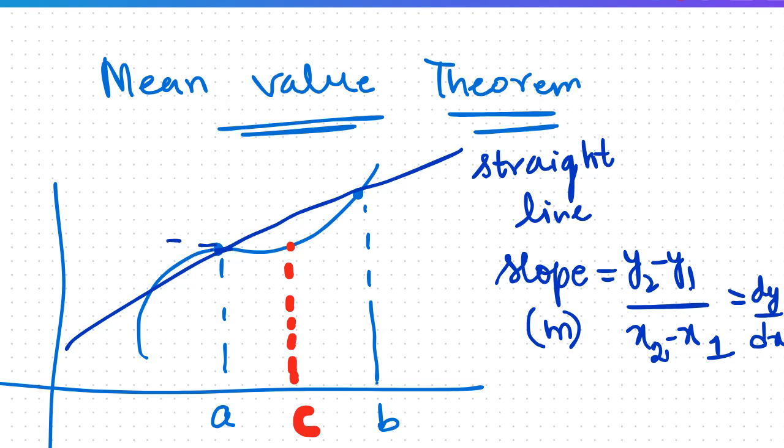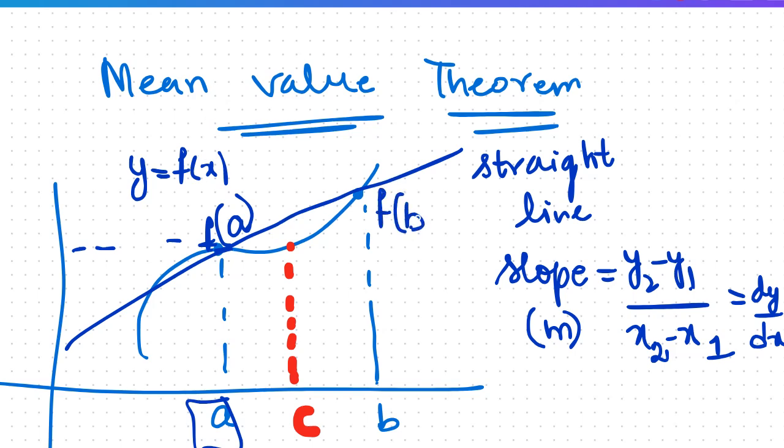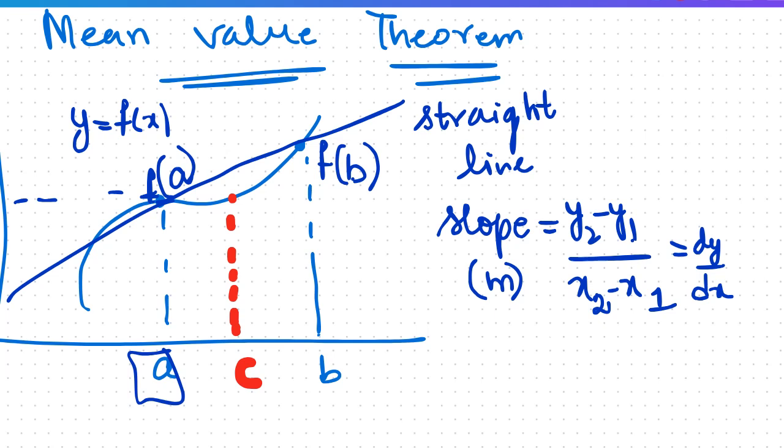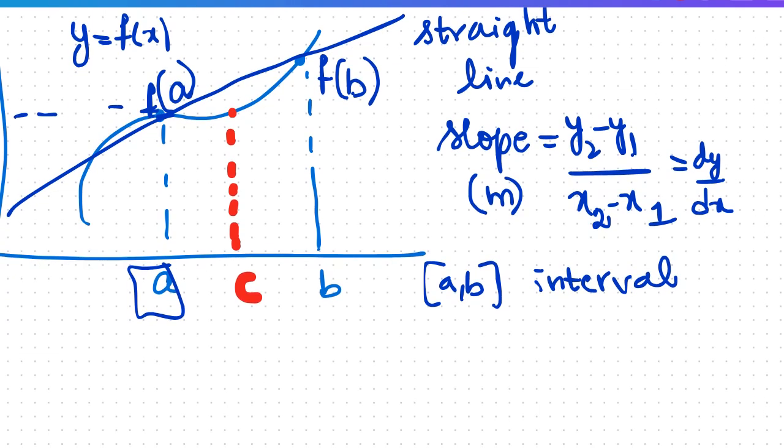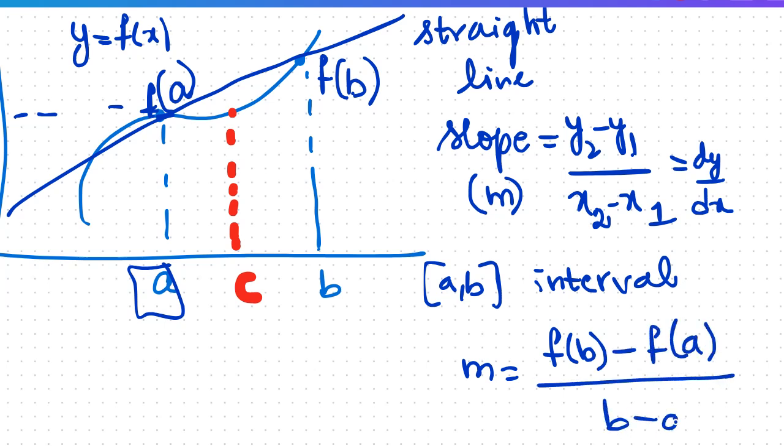So let's say y is equal to f of x is the graph. For x is equal to a, function value will be f of a. For x is equal to b, function value will be f of b. So when you apply the y2 minus y1 formula in the interval a to b, slope formula will be y2 minus y1, it's like second y minus first y upon, like this.